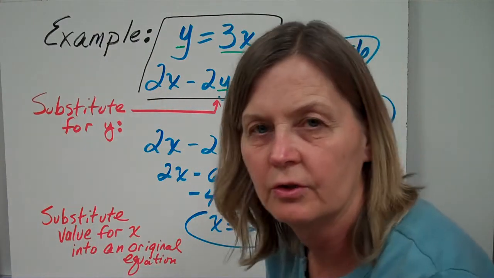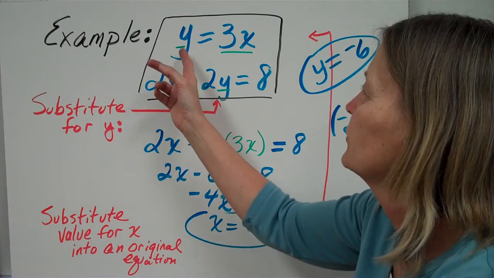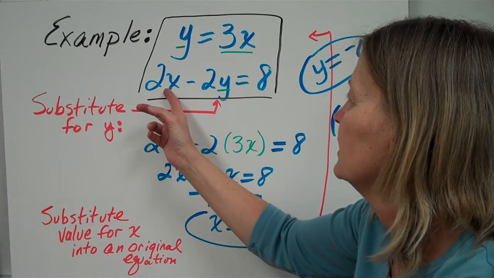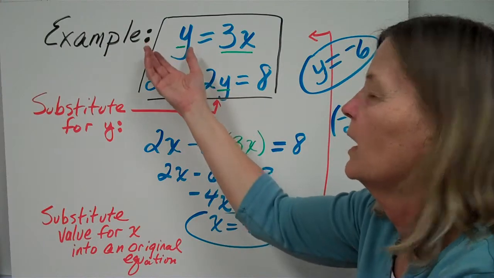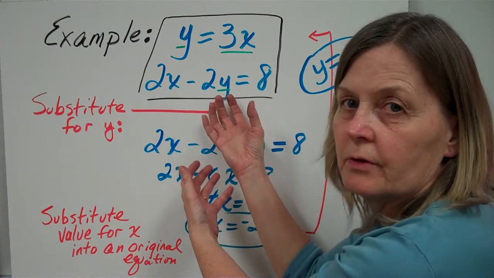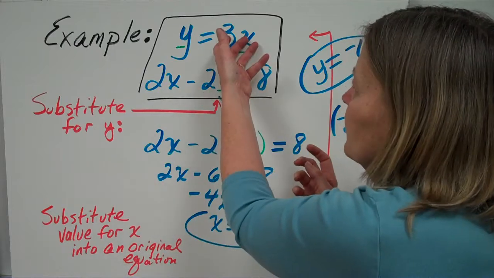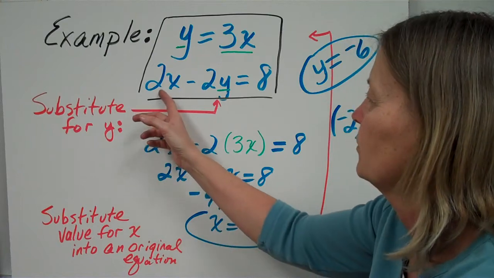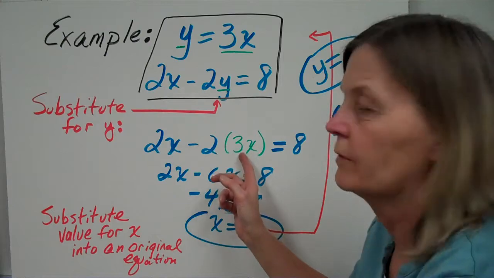Here's another example that you could use substitution to solve. It's written slightly differently. In this one, the first equation is y equals 3x, and the second equation is, in standard form, 2x minus 2y equals 8. Now, because y and 3x are equal, wherever there's a y, I could substitute in 3x. So, there's a y in this equation. I can take this value of 3x and slide it right in there for y. So what I did was I rewrote the second equation, and instead of writing the y, I wrote 3x.